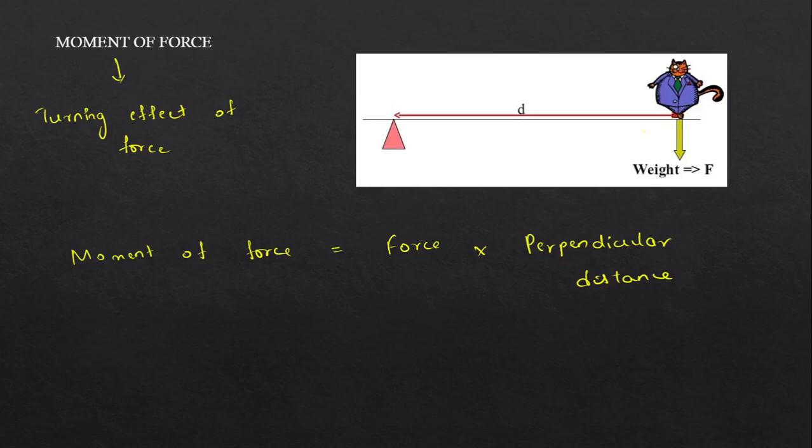Now we have a cat, and let's say there's a pivot here and there's a plank, and that cat is standing at some distance d away from the pivot. So it has a weight of F newtons. So here the moment will be given by just F into d. Now the unit of force is newtons, whereas the unit of distance is meters. So the unit of moment will be equal to Newton meter.